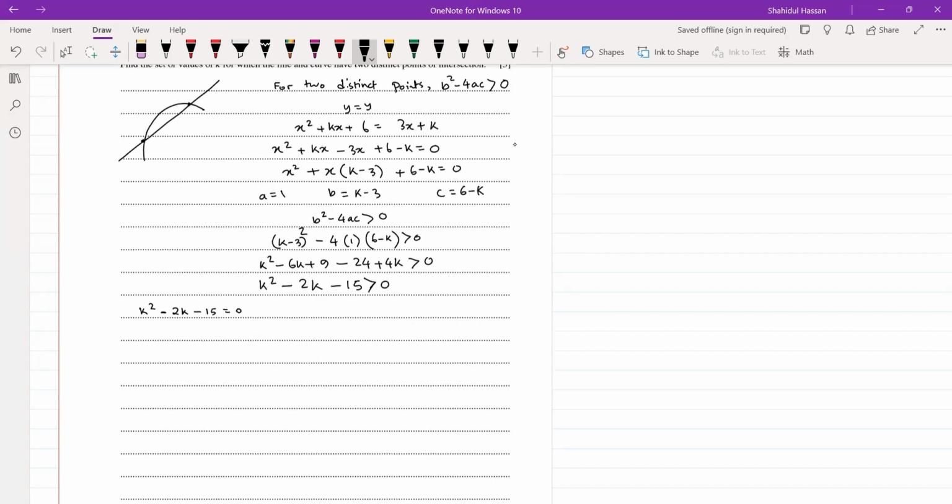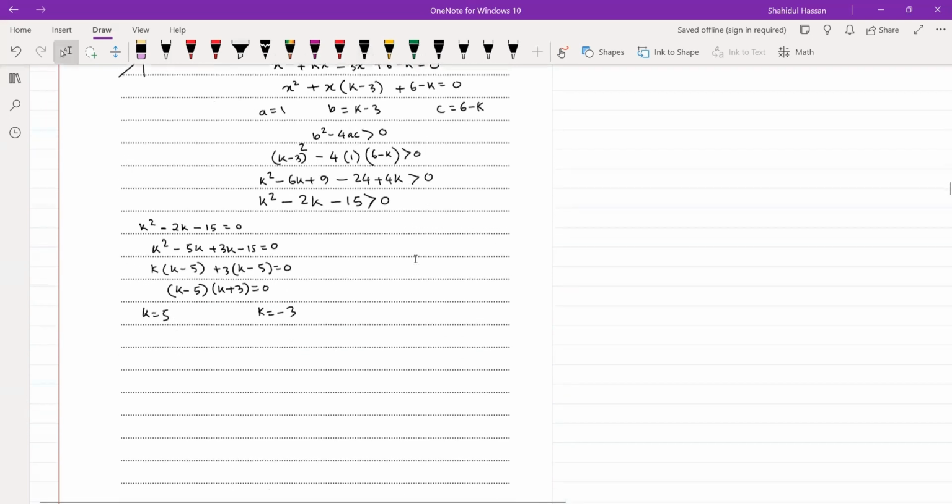Okay. So now we do middle term. 15, 3 and 5 is good enough. k square minus 5k plus 3k minus 15 is equal to 0. So we have k common, k minus 5, plus 3 common, k minus 5 equals to 0. So (k minus 5)(k plus 3) is equal to 0. This is k equals to 5 and k equals to minus 3.